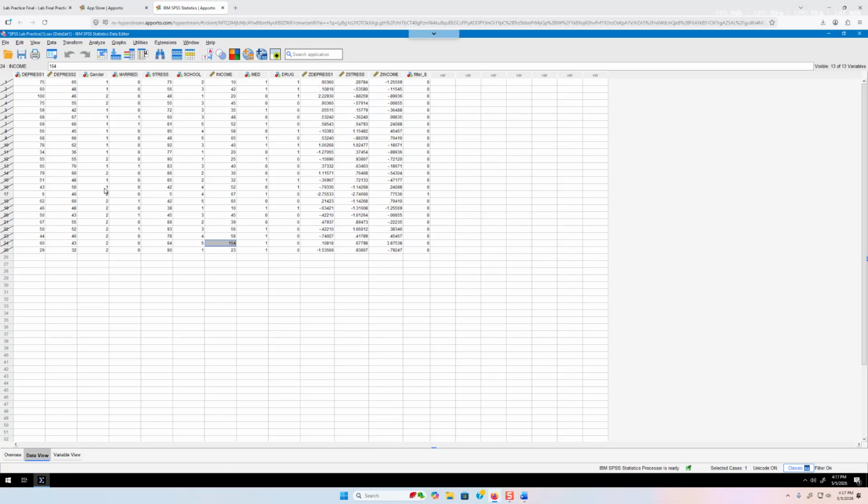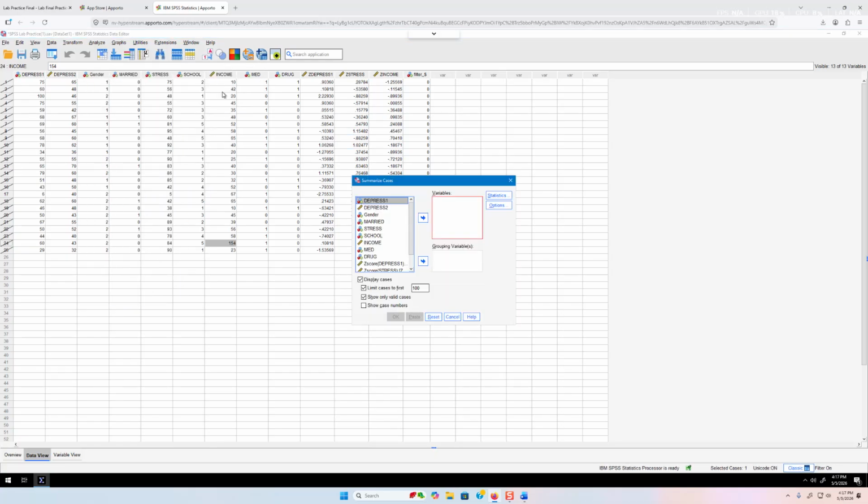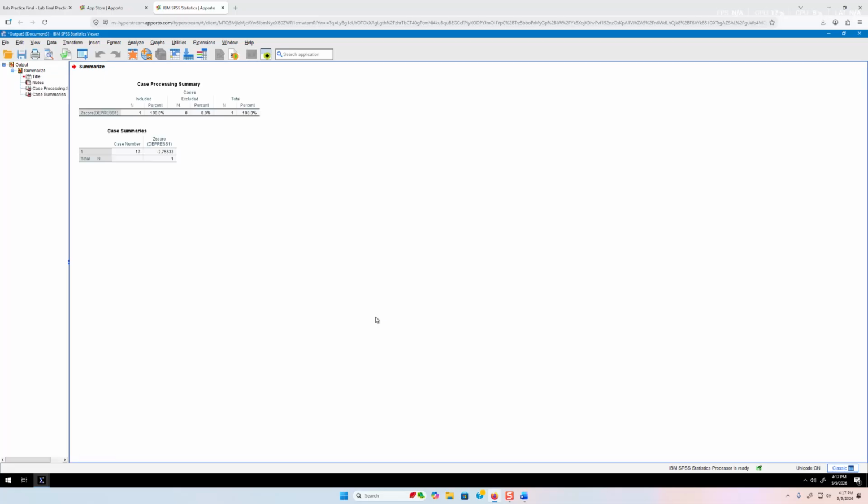If I had a huge data set and I didn't want to look at the row, I could do analyze, reports, case summaries, and I could look at z-depressed one, right? And I would look at the case numbers here, and it would show me the one case that's selected, and this is the z-score. So only one case is the outlier.